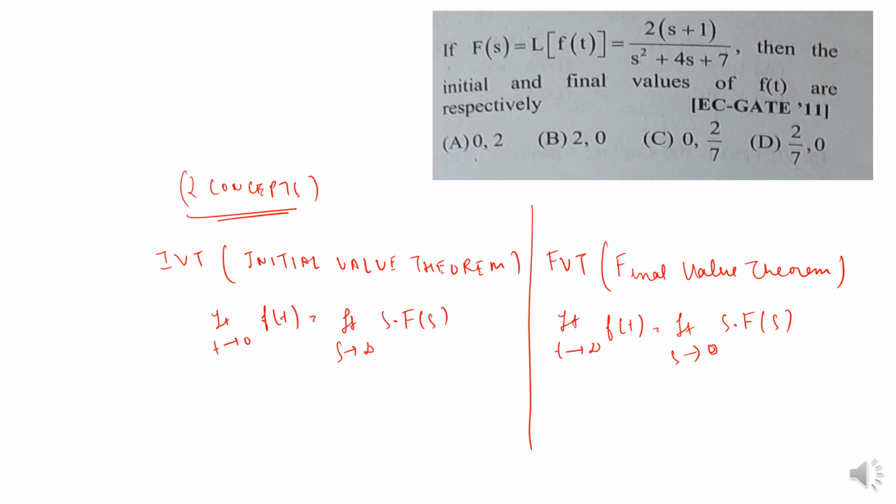When you talk about the initial value theorem, t basically tends to 0, and when we talk about the final value theorem, t tends to infinity. So the initial value theorem is limit t tends to 0 of f of t equals limit s tends to infinity of s into F of s. Similarly, the final value theorem is limit t tends to infinity of f of t equals limit s tends to 0 of s into F of s. I think it is clear. This formula is used very often. The question we are going to see now asks for the initial and final values, so this concept was required for that.